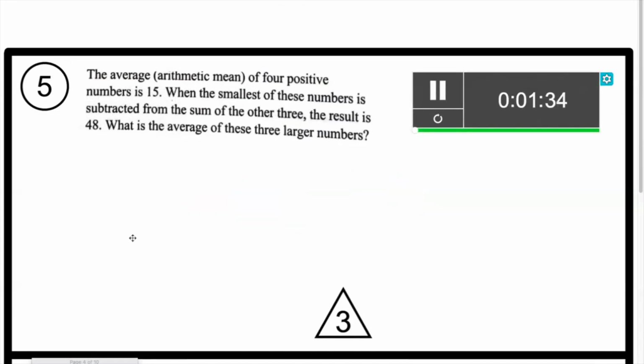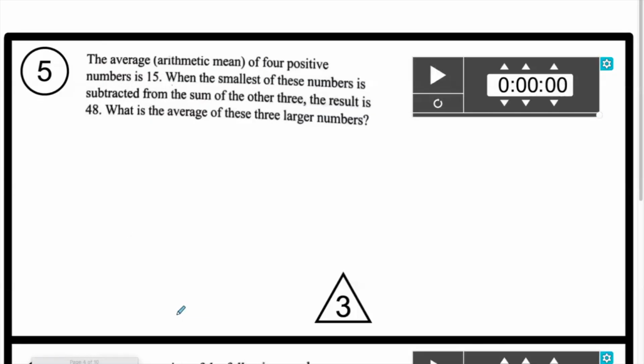Okay, try another one with mean. We've got the average of 4 positive numbers is 15. So again, the first thing I'm going to do is just do 4 times 15, which is 60. That tells me the sum of those numbers is 60. So I'm just going to do x plus y plus z plus, say, w is 60. All of the numbers are going to add up to 60.